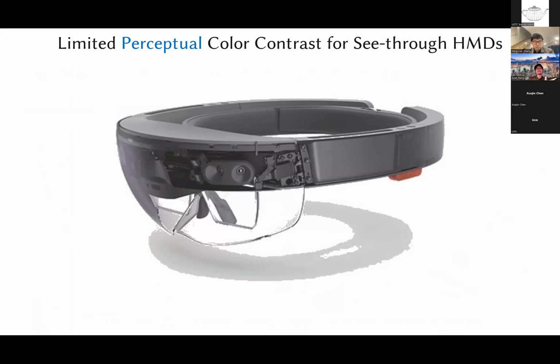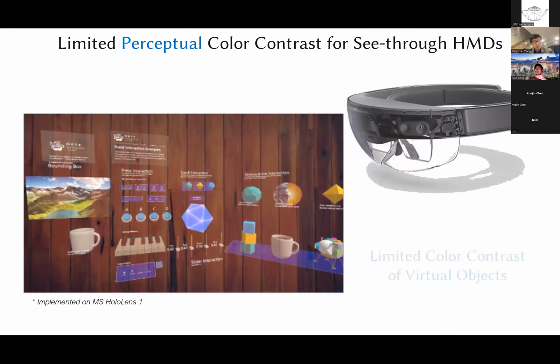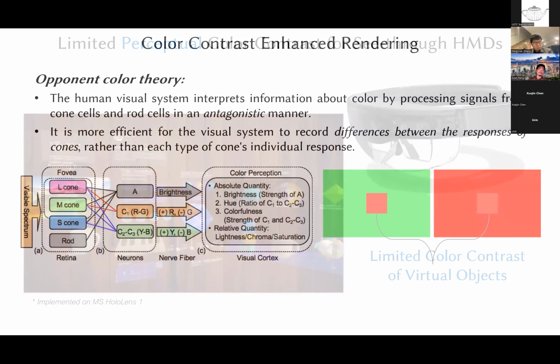So we know that the optical combiner of all the head-mounted displays often causes a color blending problem, especially when the virtual scene and the real scene show low color contrast. For example, HoloLens 1. This is the real capture view from HoloLens 1, and as you can tell, very limited perceptual color contrast. So we try to partially overcome this without changing the hardware, only the software.